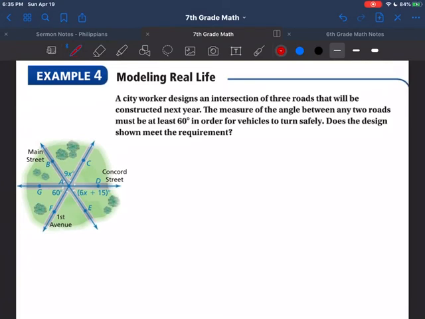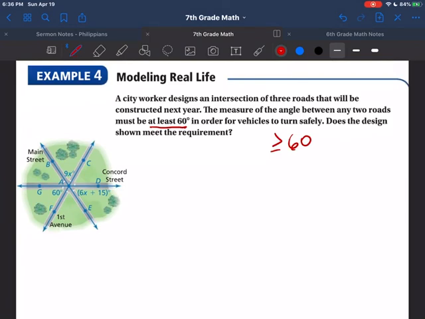So this is like figuring out modeling real life. We have to do these, right? A city worker designs an intersection of 3 roads that will be constructed next year. The measure of the angle between any 2 roads must be at least 60. At least. What does at least mean? It means greater than or equal to, right? So it must be greater than or equal to 60. So it can't be less than that. If it's 59, no good. Okay, does the design meet the requirement?